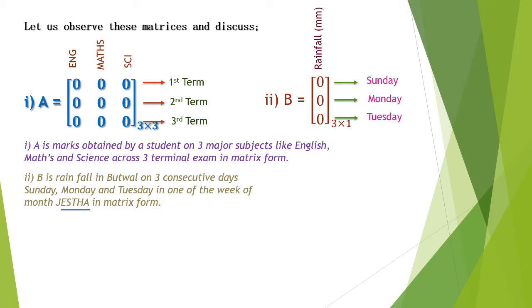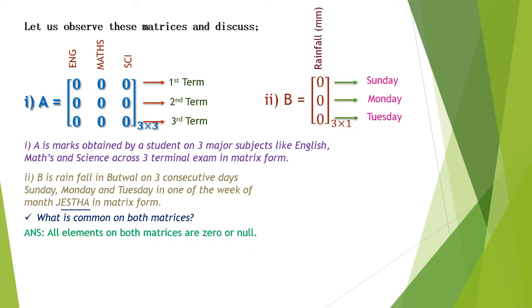Okay. Now, what is common in both matrices? You can see the common thing is that all the elements in both matrices are zero. You can answer it: all elements of both matrices are zero, or null, you can say. So we call these matrices a zero or null matrix.